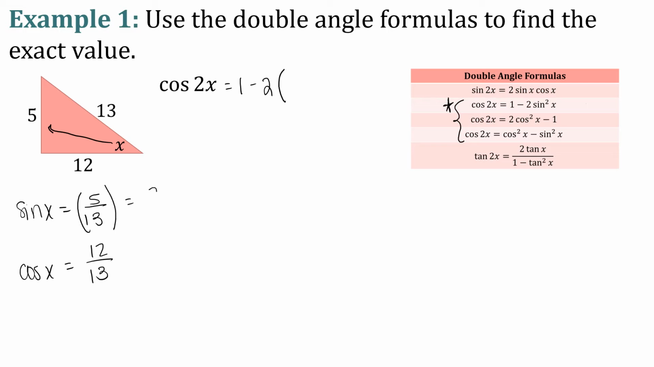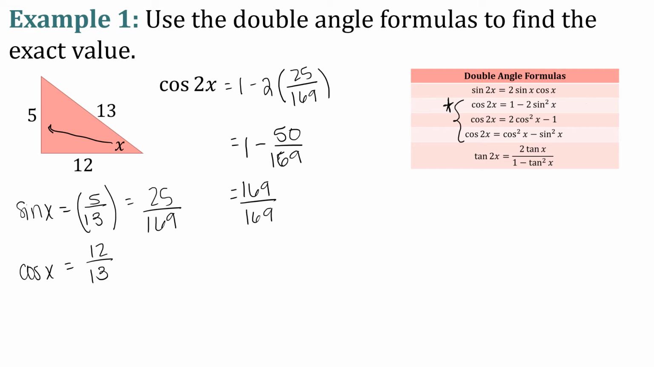Sine squared is 25 over 169. So now I have 1 minus 50 over 169. And this simplifies to 169 over 169 minus 50 over 169. So that's going to be 119 over 169. And that is our exact answer.